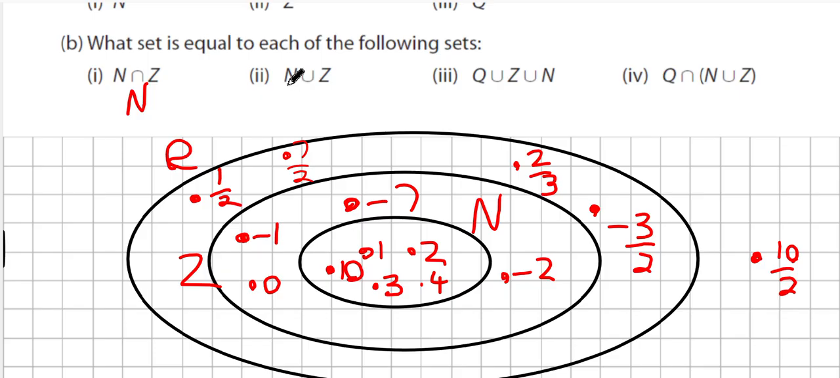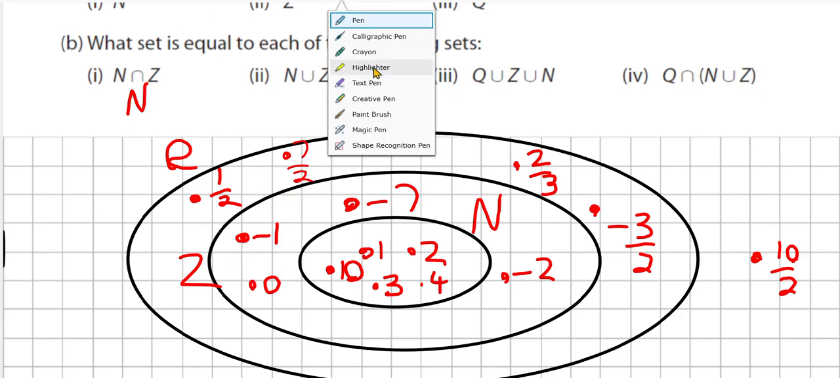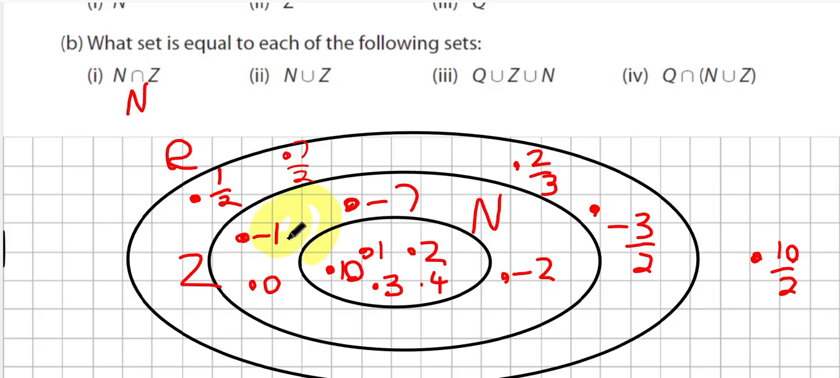Everything in N union everything in Z. So everything in both of them, right? I should probably use a highlighter. If you combine both of them together, you get this, don't you? And what is all that? It's positive and negative whole numbers, which is everything that's in Z. So N union Z is actually the same thing as Z.